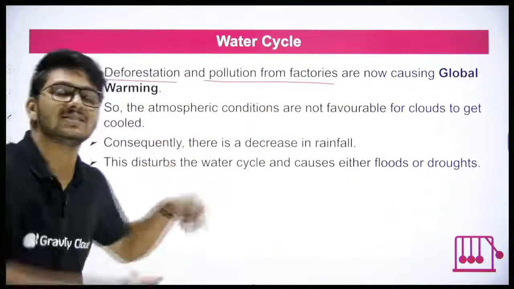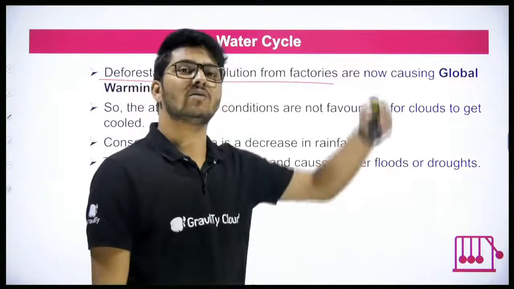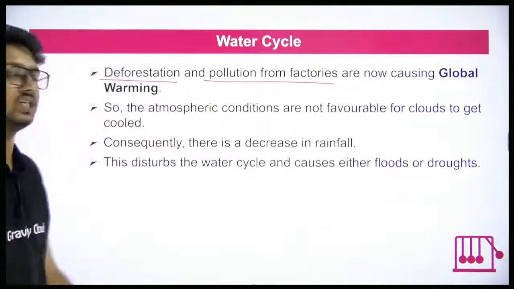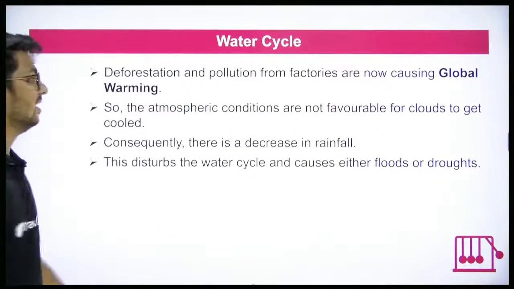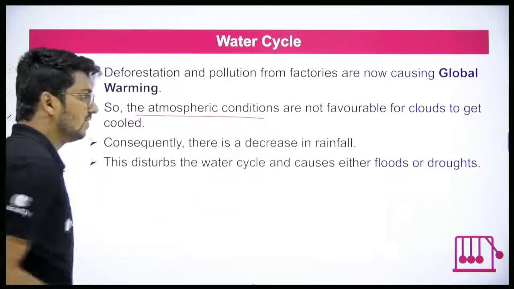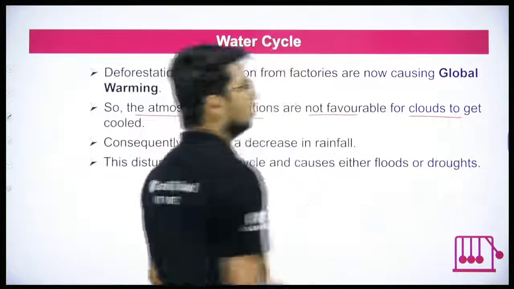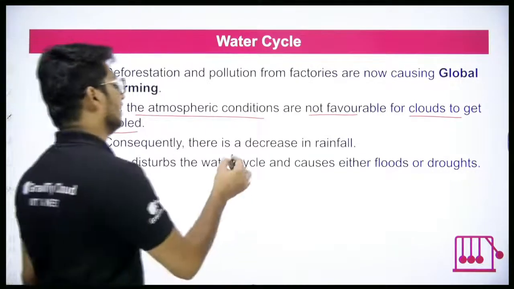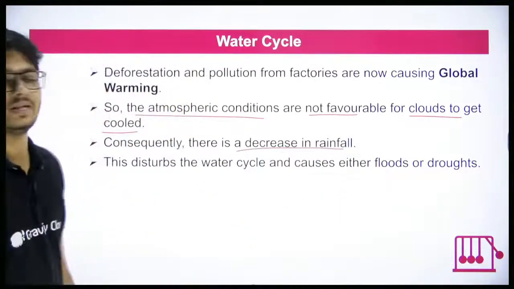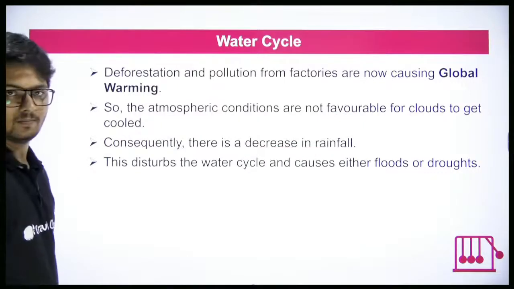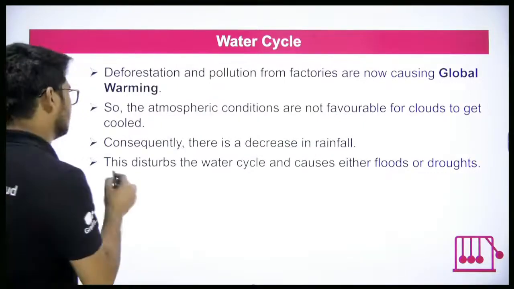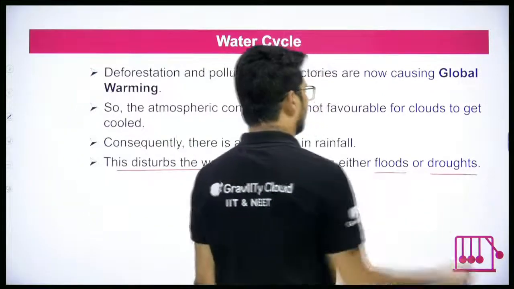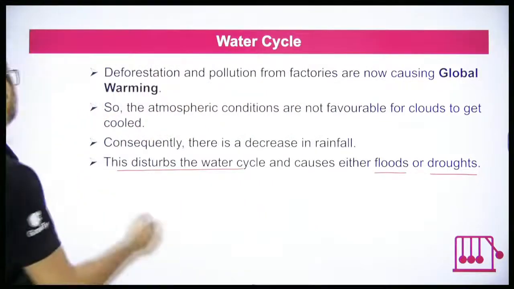And for condensation we need colder temperatures. But global warming is increasing the temperature. Global warming is making the earth hotter, so condensation becomes difficult. So that is the reason the atmospheric conditions are not favorable for clouds to get cooled, and consequently there is a decrease in rainfall. And this disturbs the water cycle obviously. This disturbs the water cycle and it can lead to floods as well as droughts.